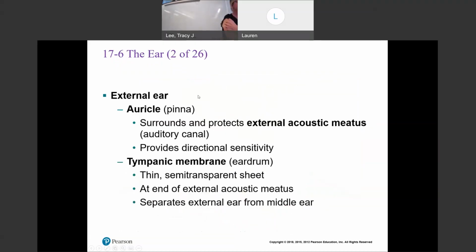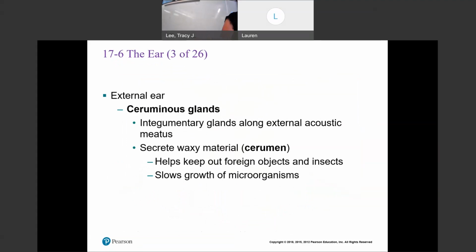Okay, so we talked about what the external ear is, the auricle. The tympanic membrane, your eardrum. Is everybody good with that? If I kind of truck on, it separates external and middle ear. Do you guys need a minute, or is everybody okay? Slow me down if you need time.